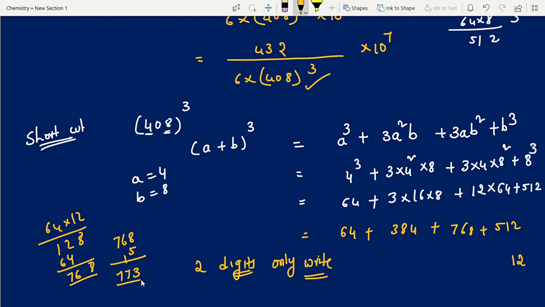This is 773. 773, right? Only 2 numbers writing, and 7 you have to carry forward. Here 5 carry forward. Here 7 carry forward.